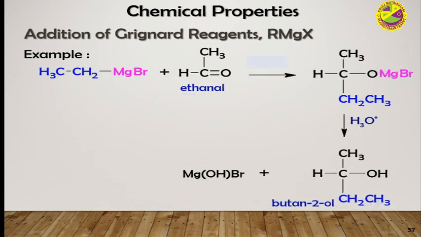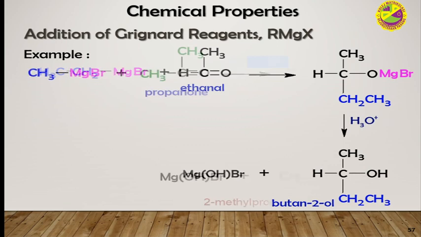The second reaction is the reaction between a Grignard reagent and other aldehydes such as ethanal. In this reaction, we can see that the carbon double bond oxygen is lost. The carbon is now attached to CH2CH3 from the Grignard reagent and the oxygen is attached to MgBr. Upon hydrolysis, the OMgBr becomes OH and secondary alcohol is formed.